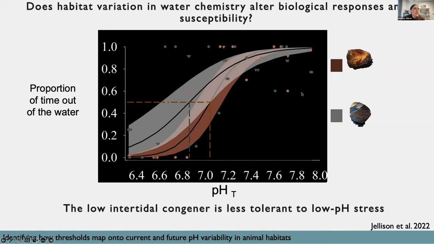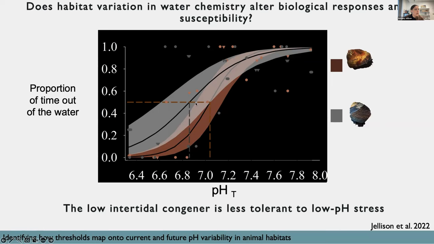When we look at this in the lab, we can look at the 50% impairment in that response as a function of pH. That can let us map that response and think about thresholds. If we were to just stop there, we would, in this example, identify this intertidal snail as being less susceptible to pH change because they can go to really low pH levels before we see a 50% impairment in their response.